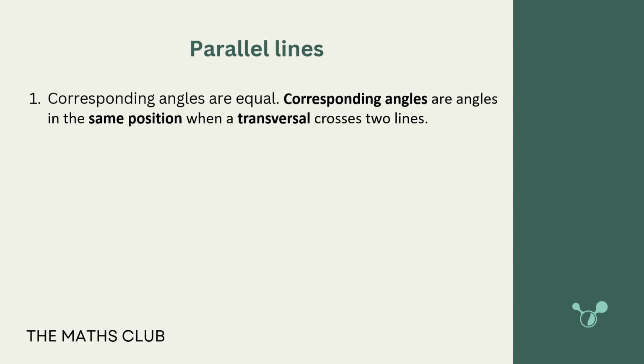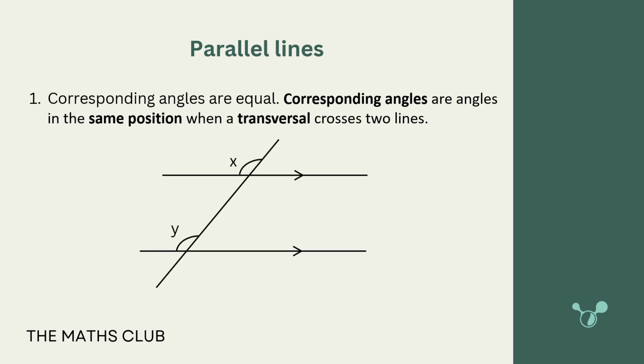For parallel lines, there are some laws that apply. First law: corresponding angles are equal. What do we mean by corresponding angles? Corresponding angles are angles in the same position when a transversal crosses two lines. So let's see what I mean. First things first, the first step is to confirm that these two lines are parallel.